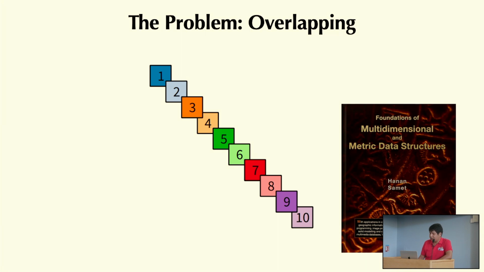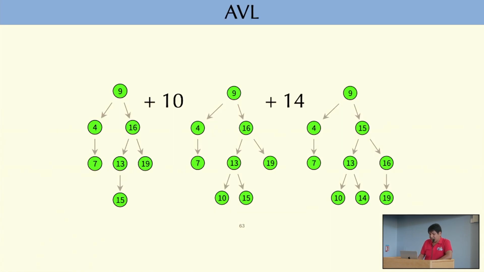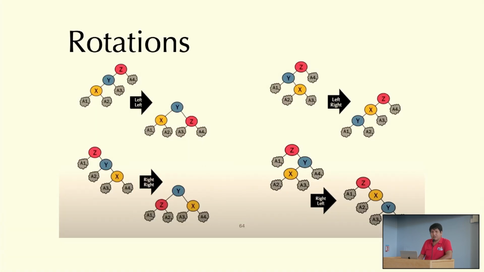So I had to read this book, Multidimensional and Metric Data Structures. It's like a Bible, a compendium of different data structures. Thanks, Steph, for that. And I started to develop the AVL tree and work with some rotations.